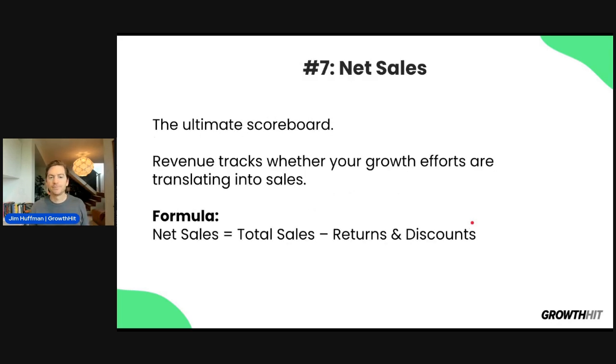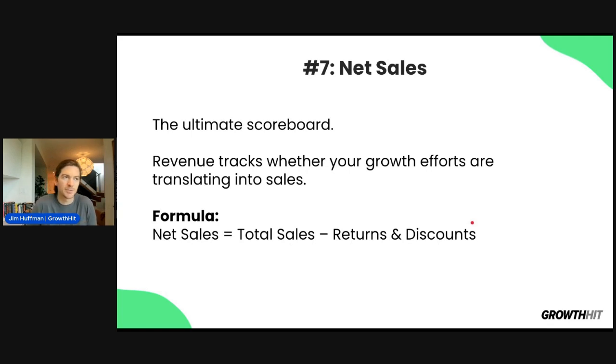All right, the final one, super simple, and I put this last, but it's net sales. This is the one where, it's kind of the lagging indicator of all the other things that we're doing. But it's like, what is the sales factoring in returns and discounts? Yes, gross sales is a higher number. It's more fun to look at, but this is the one that really helps me know how efficient I am with running the business.